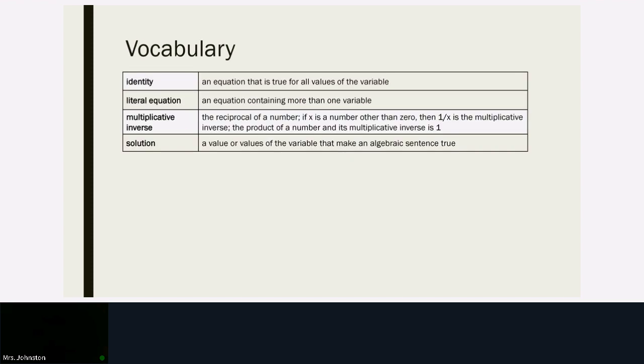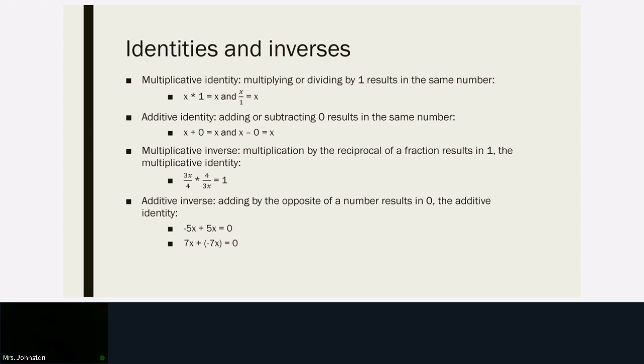The vocabulary that you need to be familiar with is identity. That's an equation that's true for all values of the variable. A literal equation, like I said, is an equation containing more than one variable. A multiplicative inverse is the reciprocal of a number. So if you have 1/3, the multiplicative inverse would be 3. Any two numbers that you multiply together to make 1. And the solution is the set of values, or maybe just one value, for the variable that would make the algebraic equation true.